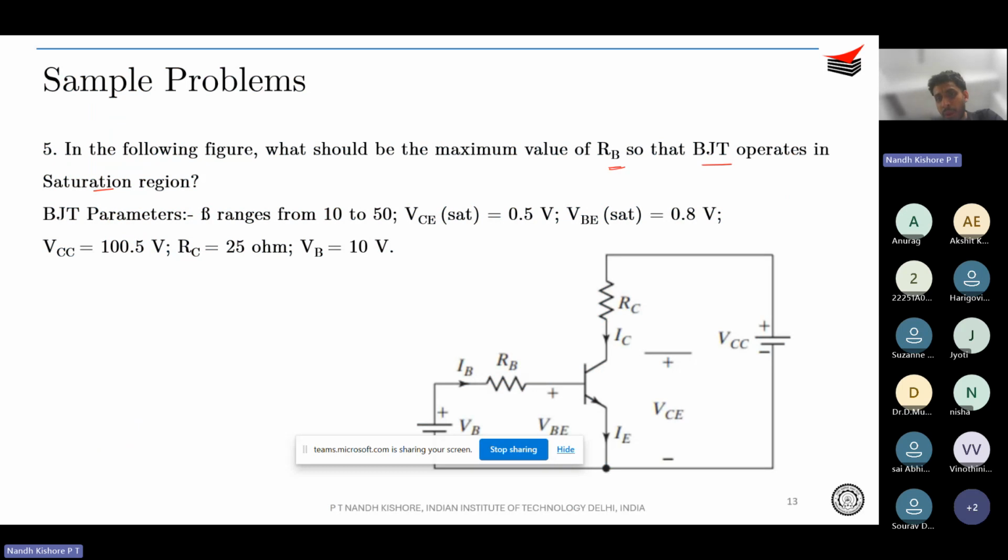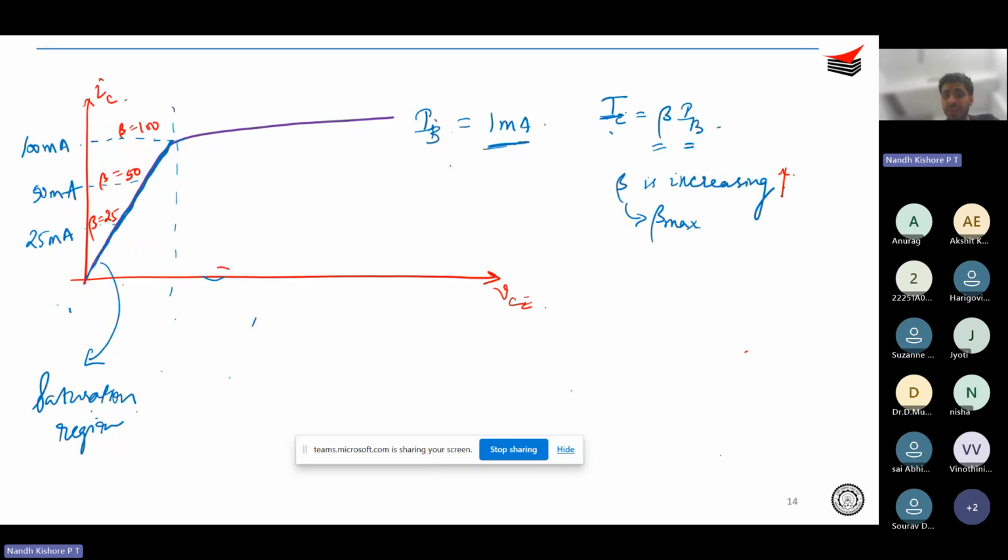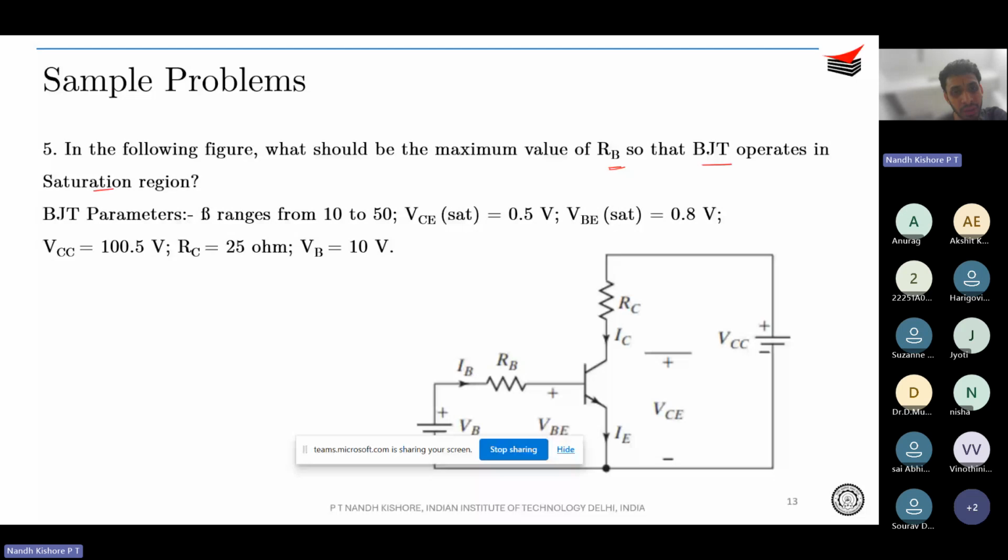What should be the maximum value of RB so that the BJT operates in the saturation region? To make sure that your BJT always operates in the saturation region, from this argument you understand that the lesser the value of beta, the more is the probability that you are operating in the saturation region. So in this particular problem, even though they have told that beta ranges from 10 to 50, you need to consider beta as 10.